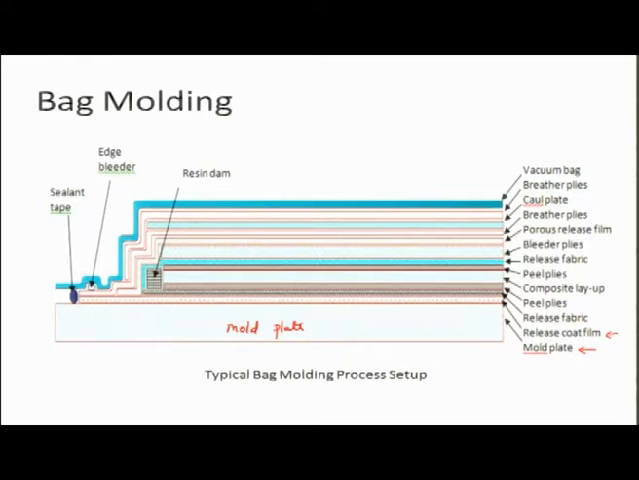Then it is not just a film, I also put a release fabric. The release fabric is again a non-sticky surface, and that also serves the same purpose. And then I put some peel plies. All three, the peel plies, release fabric, and release coat film, collectively ensure that the mold plate is protected against the epoxy.